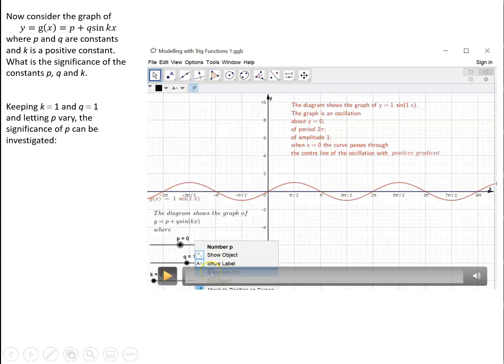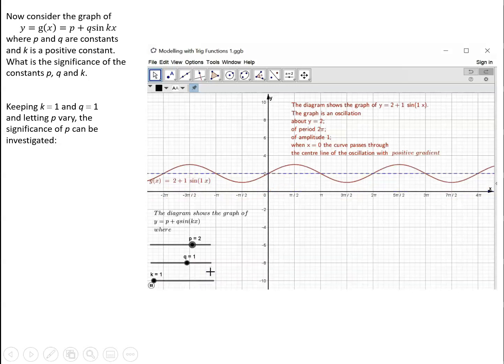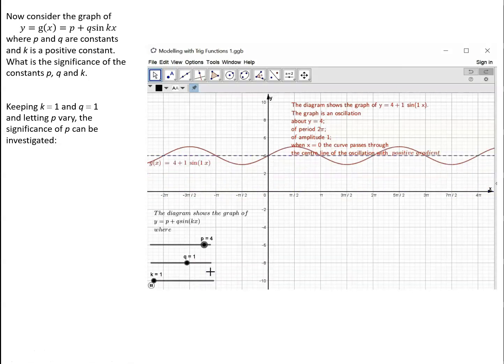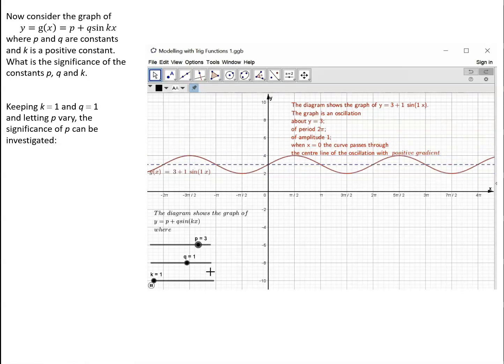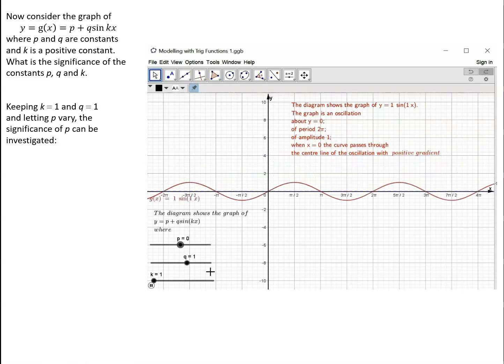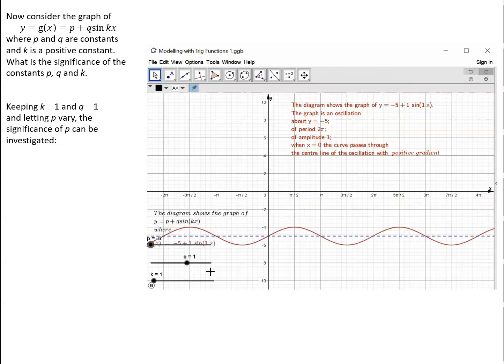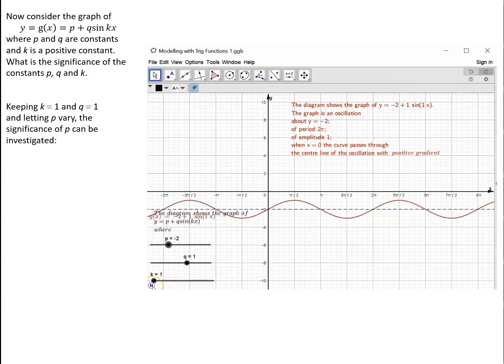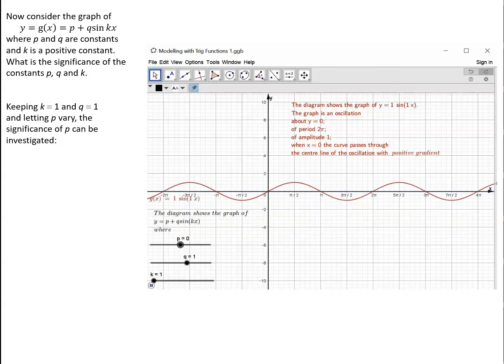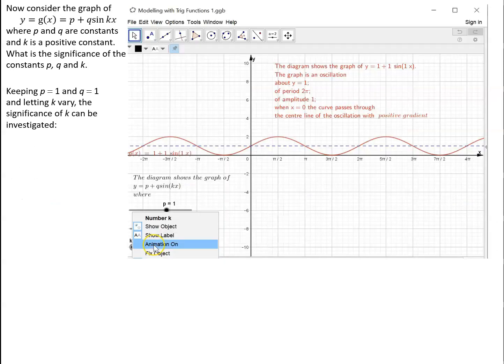So have a look at the little video that we've got here, and all that's changing is the value of p. And what you can see is that as p changes, so does the position of the middle of the oscillation. So we are able to conclude in this case that the graph of y equals p plus q sine kx is an oscillation about y equals p.